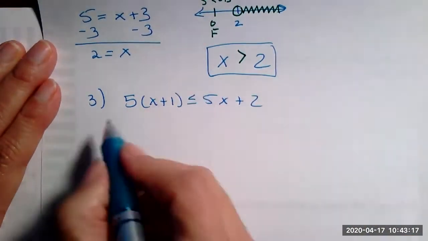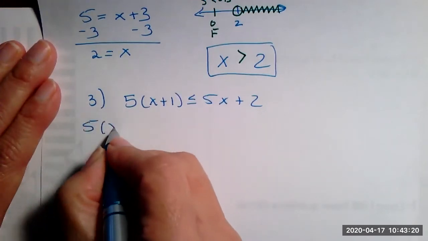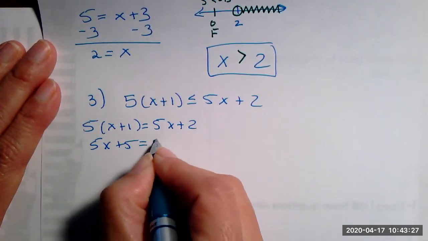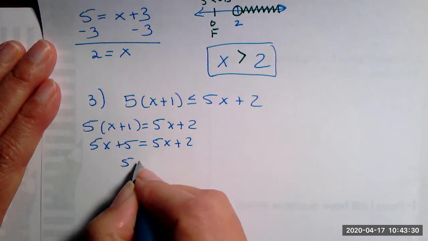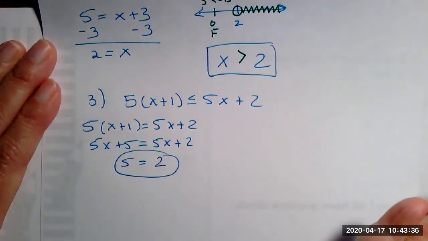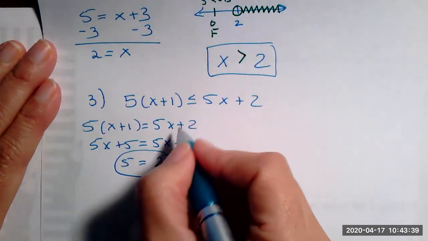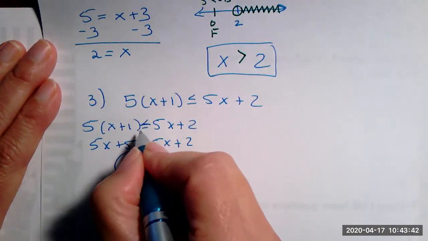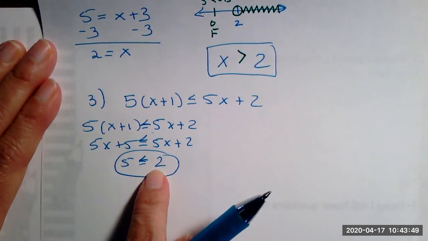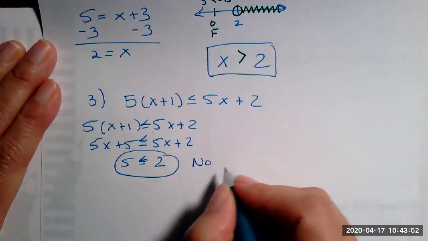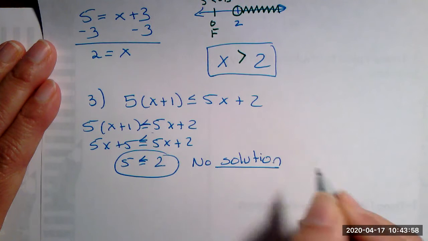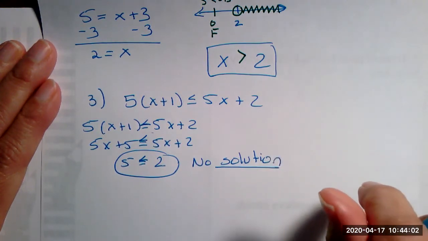All right, let's check our answer. So I'm going to write it as an equation, distribute. All right, minus 5 from both sides, I'm just going to be left with this. Uh-oh, I lost all my variables, so that's a problem. So I'm going to put this all back together, with less than or equal to. Here's the question: is 5 less than or equal to 2? The answer is no. Since this is false, this is no solution. If it were true, then I'd write all real numbers.